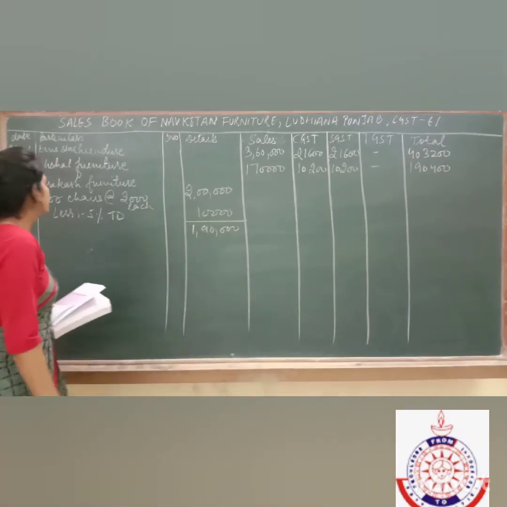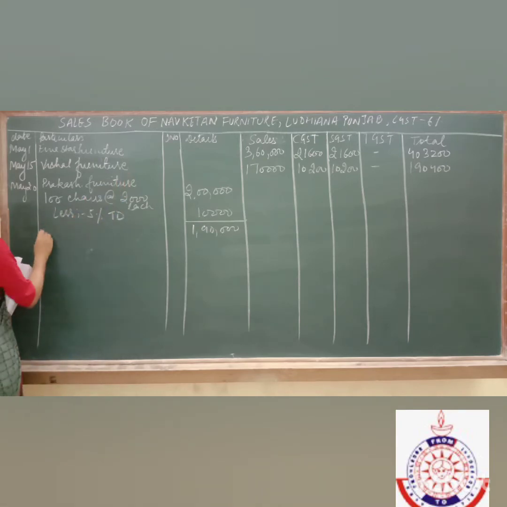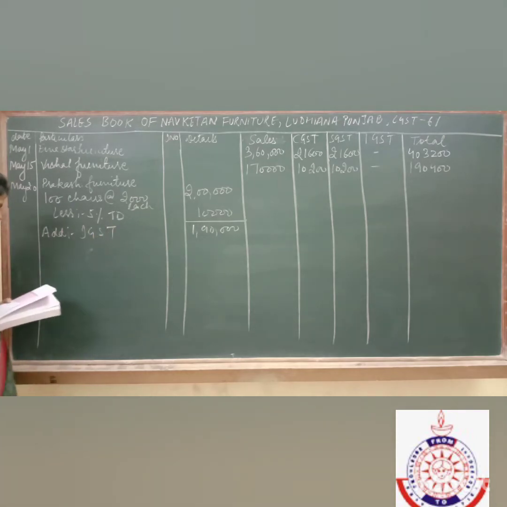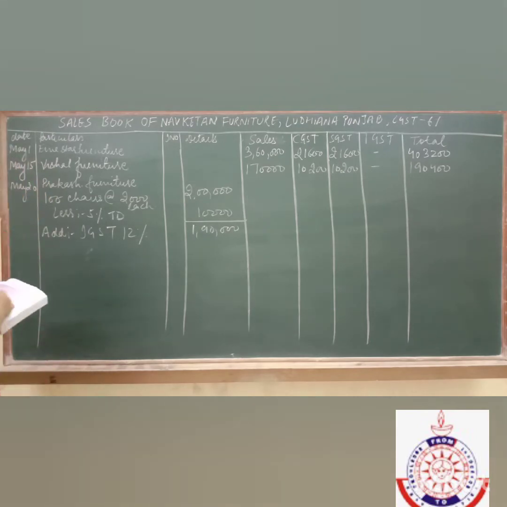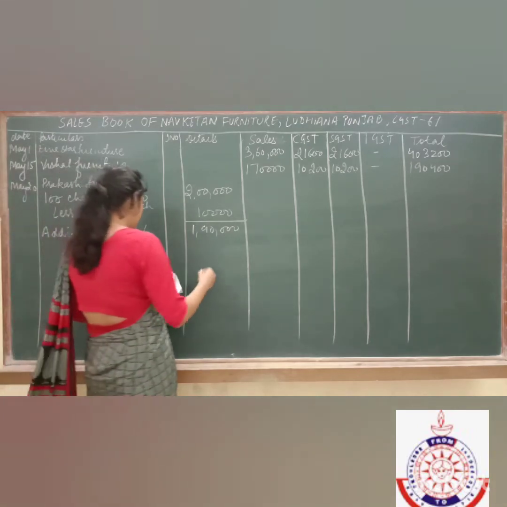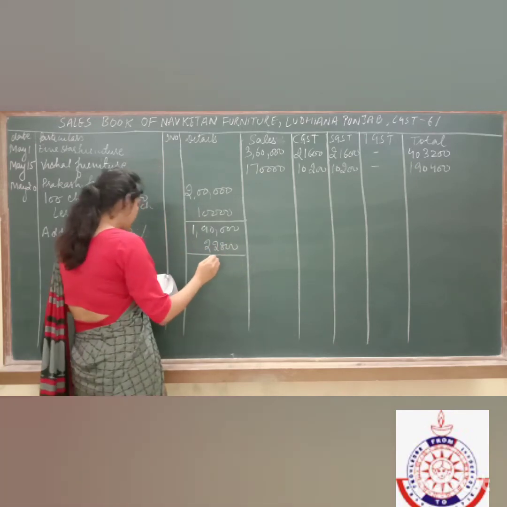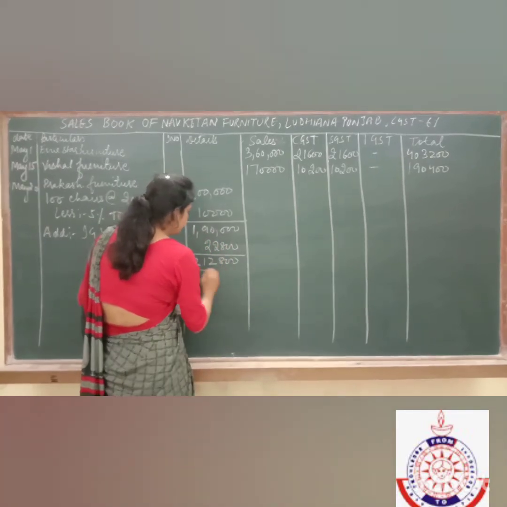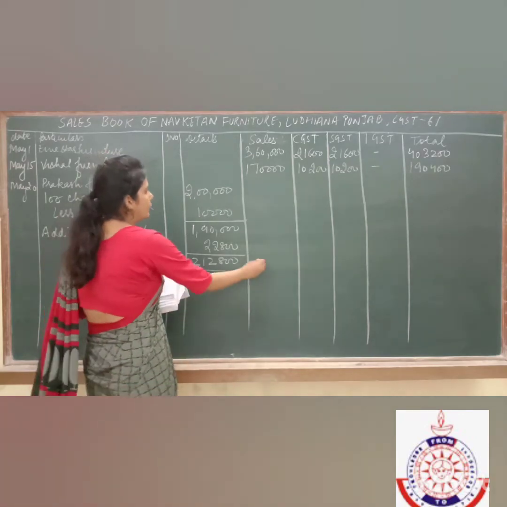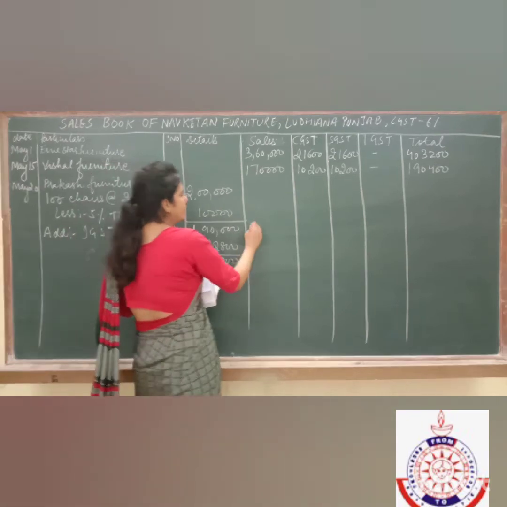1,90,000. Now as Prakash Furniture House is in New Delhi, so instead of CGST and SGST, there will be IGST. And IGST 12%, 6% plus 6%, you have to add it. Fine. And then 1,90,000 and 12% is 22,800. Total, it's 2,12,800.